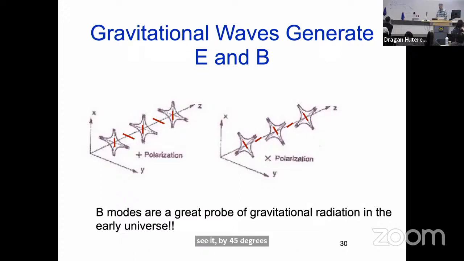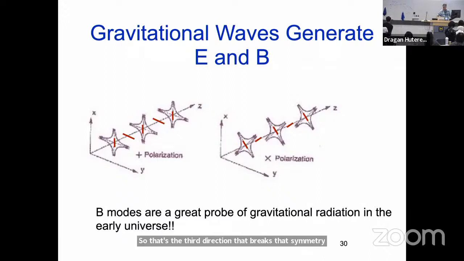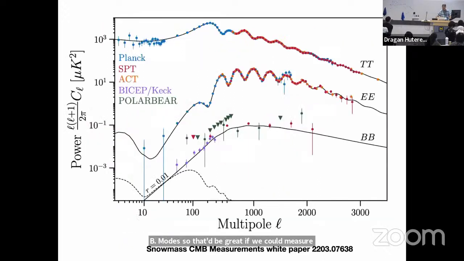So gravitational waves generate both E and B, depending on the particular orientation of what the polarization of that wave is compared to its propagation direction. So that's the third direction that breaks that symmetry and lets you generate B modes. So that'd be great if we could measure those B modes. That's something we want to do.